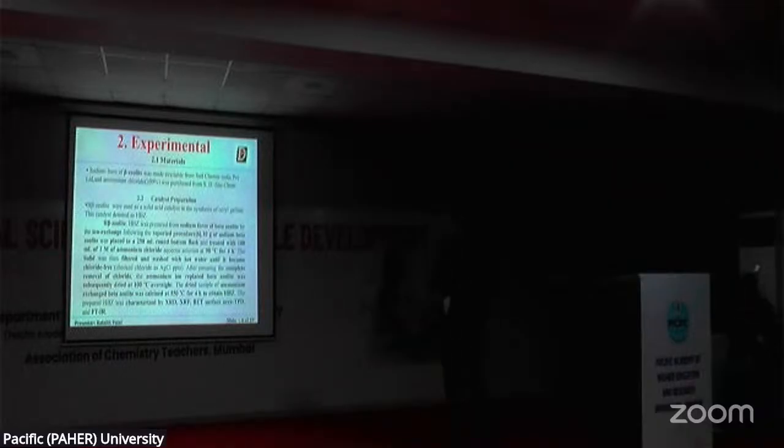Now I'm talking about the catalyst preparation. Firstly, we prepare the H-beta zeolite. From Sisco Chemical, we take the sodium form of beta zeolite, and the sodium form of beta zeolite is treated with 100 ml of 1 molar ammonium chloride solution at 90 degrees for 4 hours.